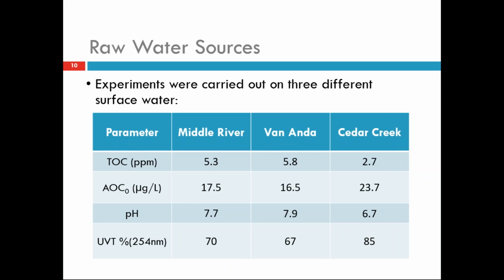Now, for our experiments, we used real surface water. We used 3 different surface waters: Middle River, Vananda, and Cedar Creek. These are source waters for various small communities located in British Columbia. Middle River and Cedar Creek are in fact First Nation Aboriginal communities here. The TOC for Middle River and Vananda were in the range of between 5 and 6, while Cedar Creek was lower, almost half of them, at 2.7. The rest of the properties, pH and UVT, were more or less the same.